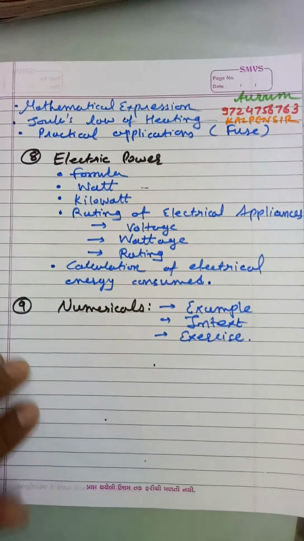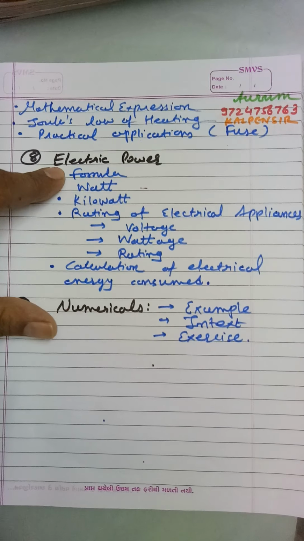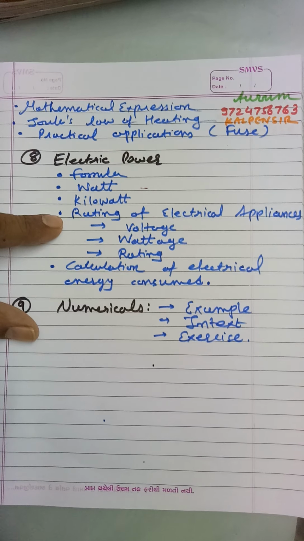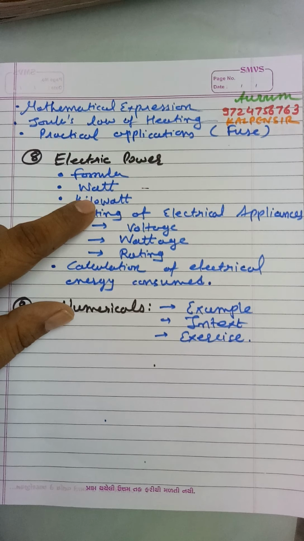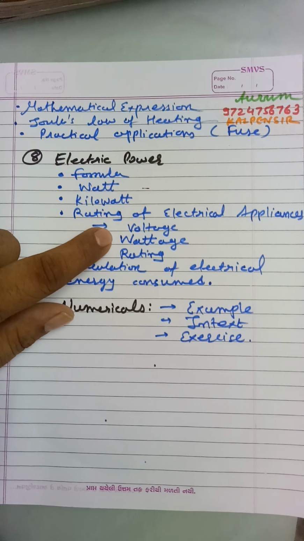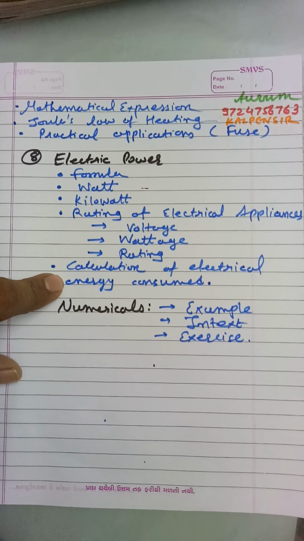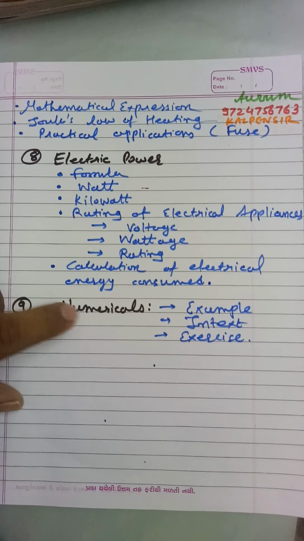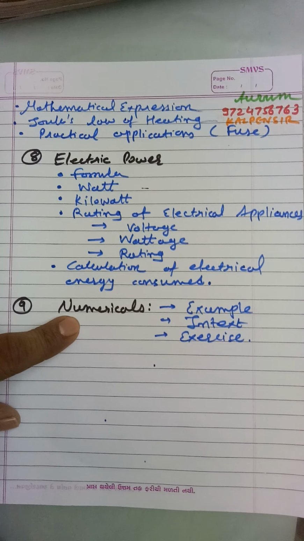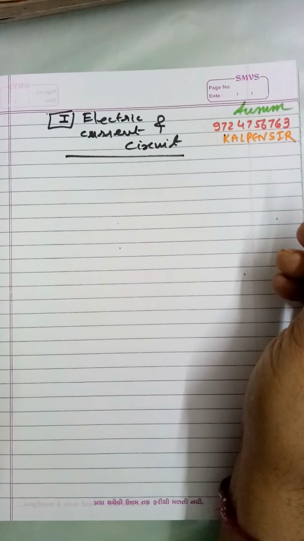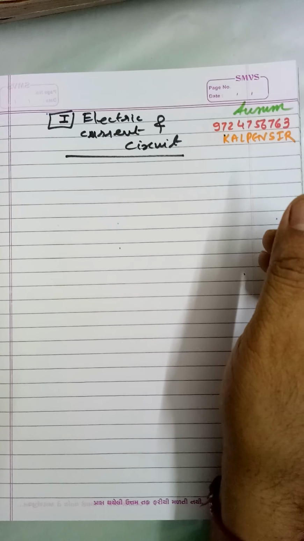The eighth point is electric power. First of all, we will derive the formula and definition, then watt, kilowatt, and the rating of electric appliances. In this topic we will study voltage, wattage, rating and calculation of electric energy consumed. The ninth point is numericals, examples in text and exercise. So let us see electric current and electric circuit.